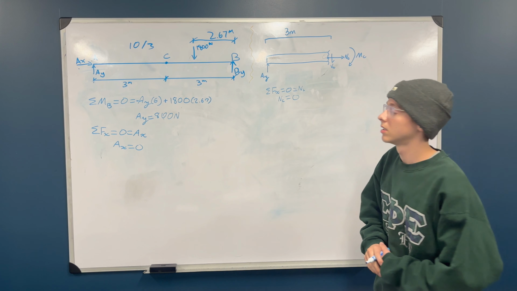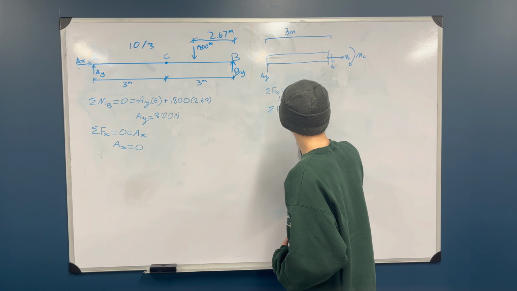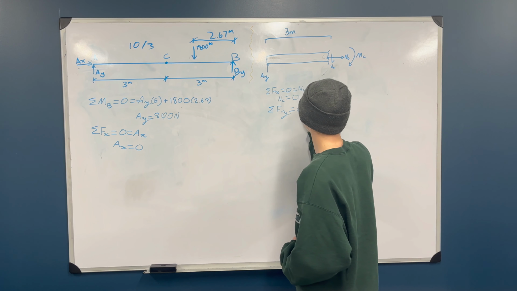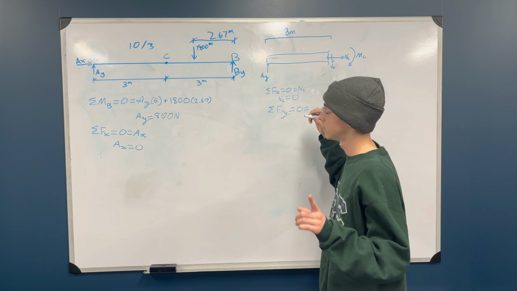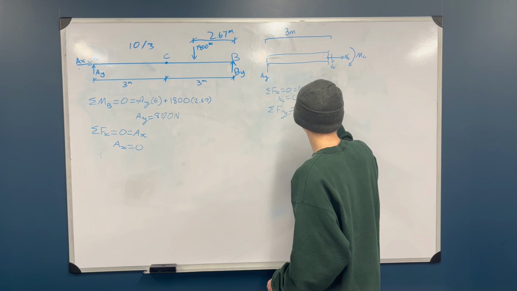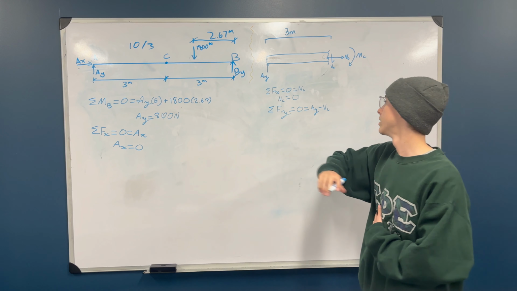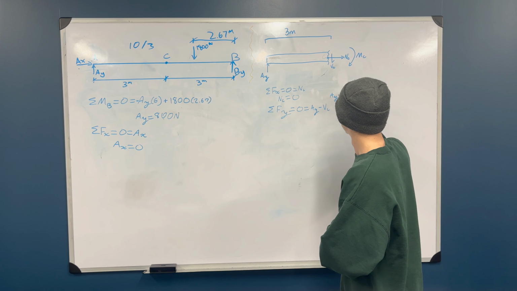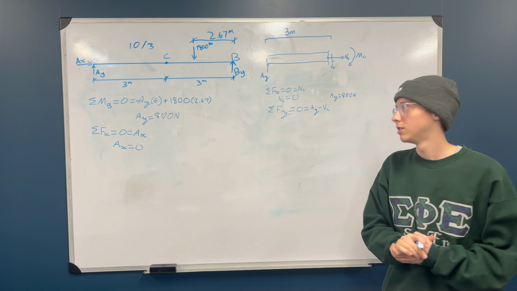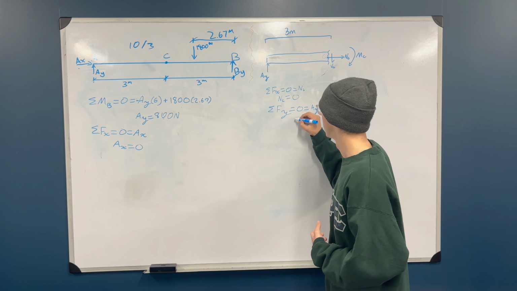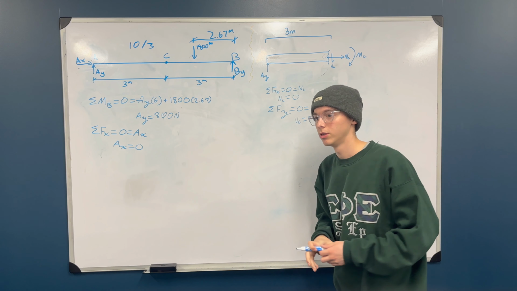Next, we take the sum of the forces in the y direction, equal to 0, which is AY minus VC. If we remember from over here, AY is equal to 800 Newtons. And so VC is equal to 800 Newtons. Pretty simple.